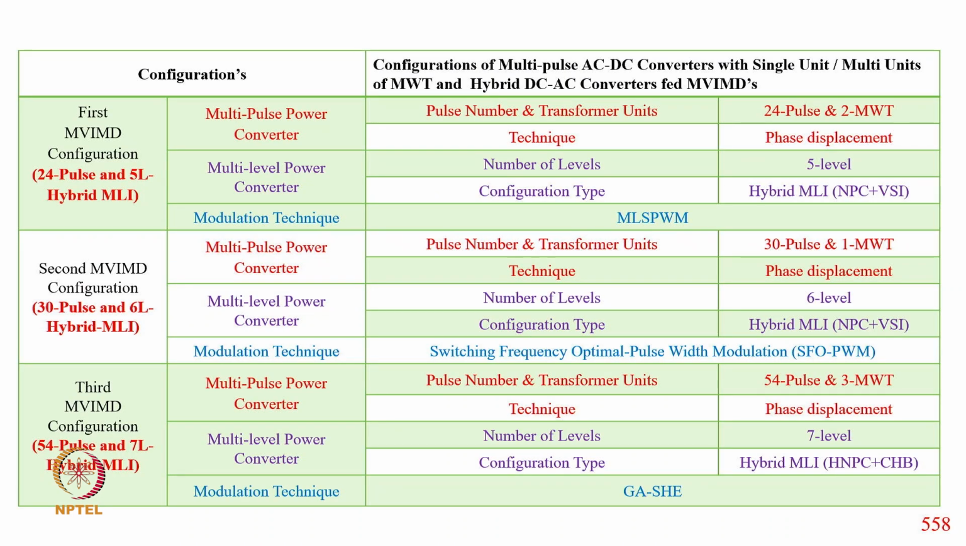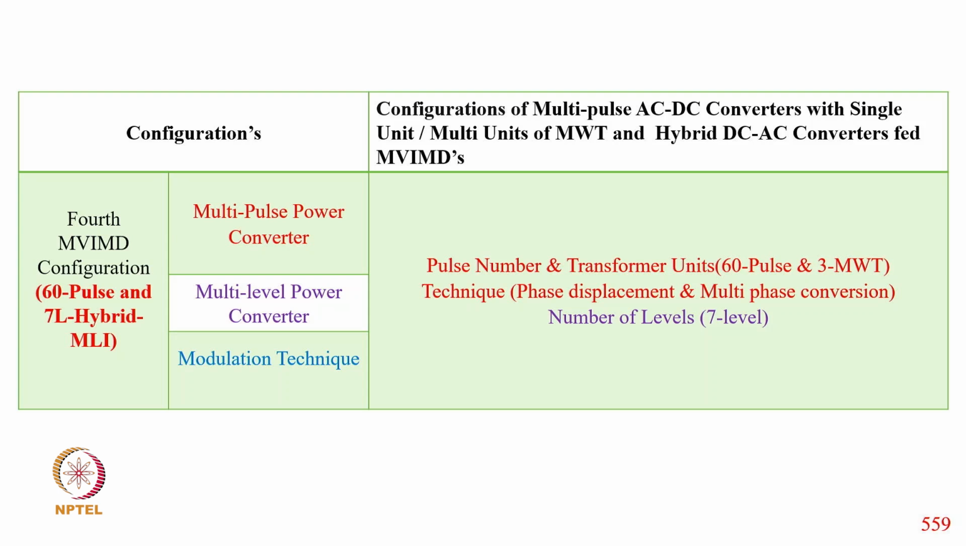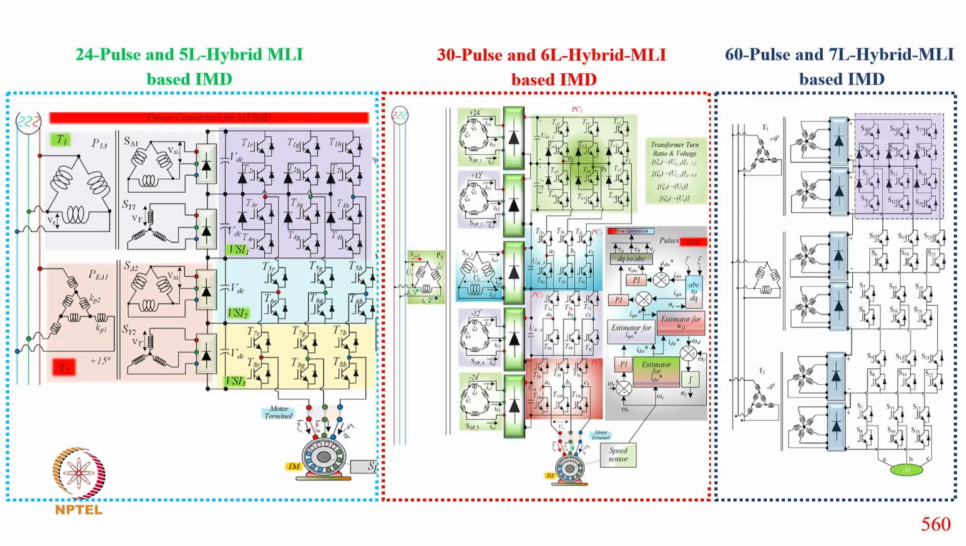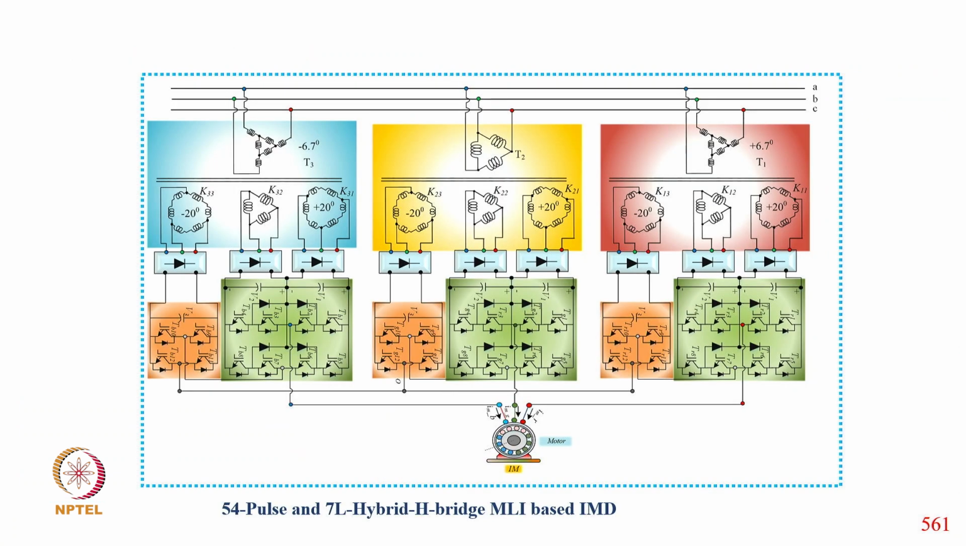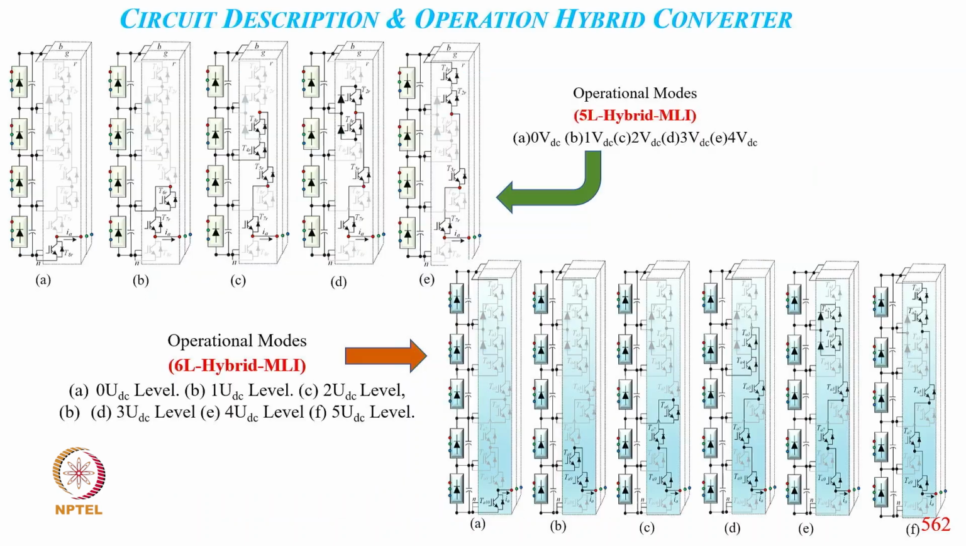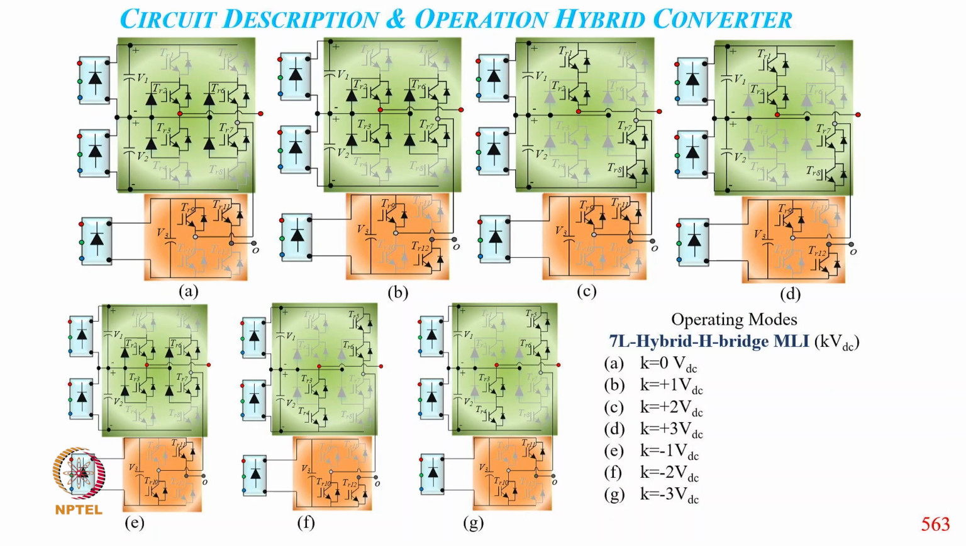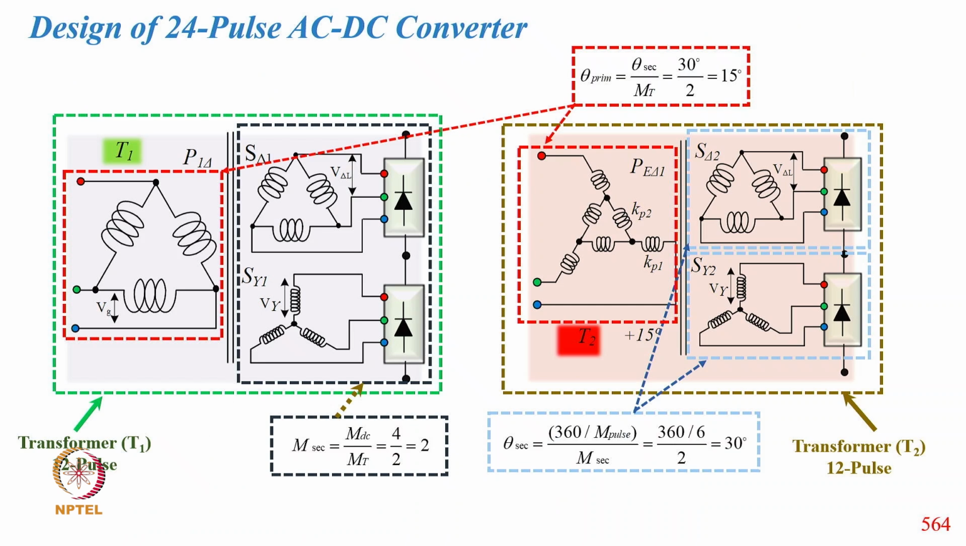So we take here 24 pulse with 5 level and 30 pulse with the 6 level, and 54 pulse 7 level converter as it is shown here, and 60 pulse with the 7 level configuration. So this is 24 pulse with 5 level, 30 pulse 6 level, and 60 pulse 7 level converter, and the 54 pulse 7 level converter. And these are typically the 5 level operation of the 5 level hybrid multi level and 6 level hybrid one, and 7 level hybrid H-bridge.